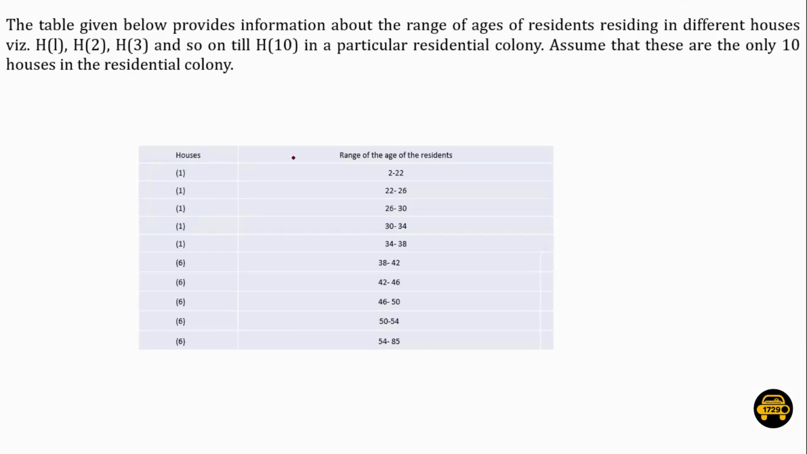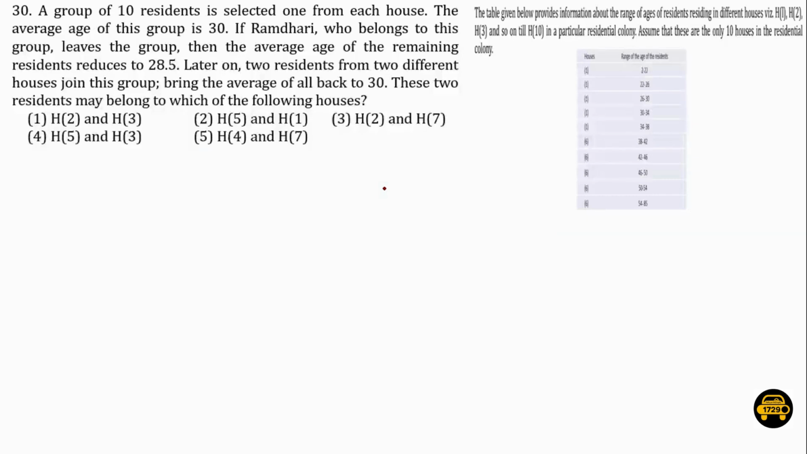So in house H1, the range of the age of residents is 2 to 22. That means the person having the minimum age can be of 2 years and the person having the maximum age can be of 22 years. Now for H2, so basically this is 1, 2, 3, 4, 5, 6, 7, 8, 9, and 10. H2 it is 22 to 26, H3 it is 26 to 30, and so on.